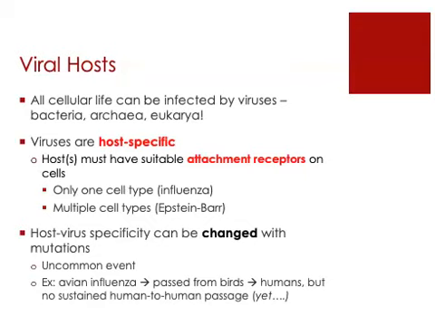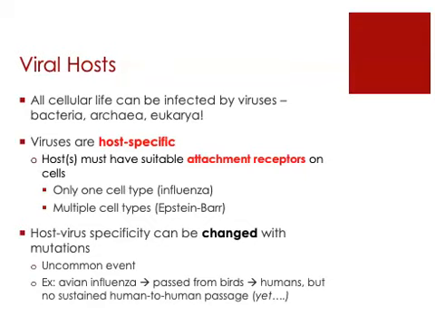In other words, inside the host organism, there is only one cell type that has the correct receptor for that virus to bind to. Influenza is a good example of that. The influenza virus is only capable of binding to certain cells in the respiratory system. There are other viruses, however, that are host specific, but they are not cell specific.